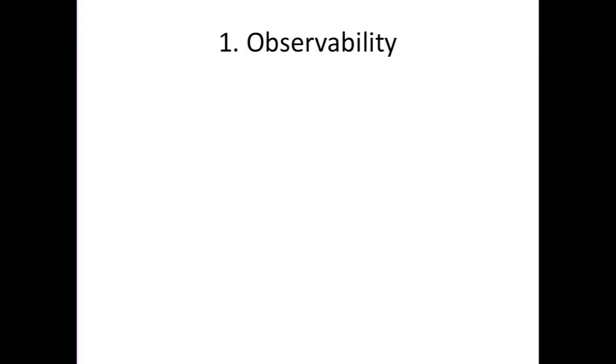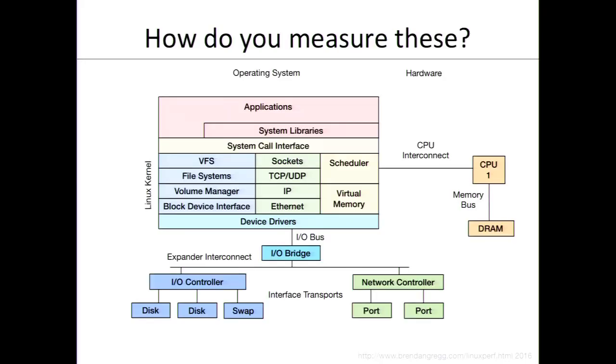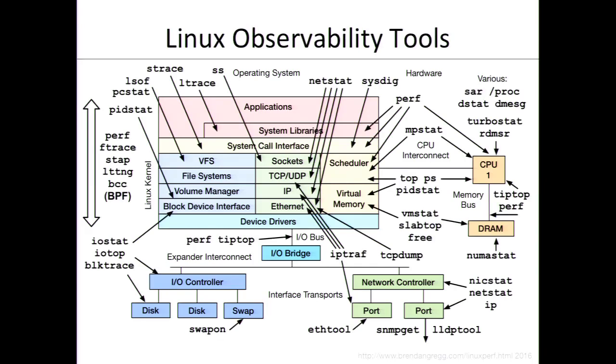The first topic is observability. I've drawn a diagram showing the system and also hardware. It's a very generic diagram. Obviously, the Linux kernel has many more internals, and there are many tools for Linux as well. I've got these slides online on SlideShare, and I'll put the URL at the end.